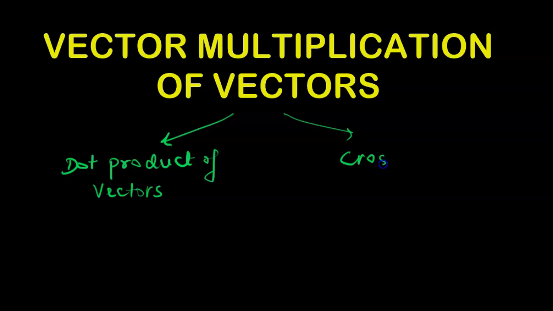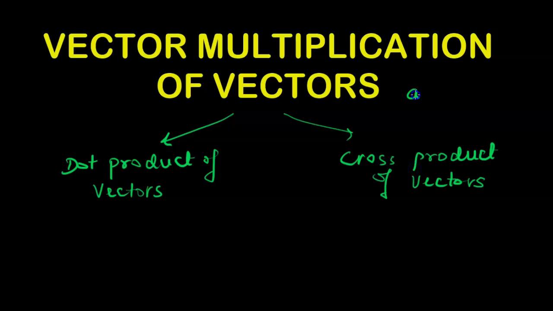Hey guys! In the previous lesson, we understood how to multiply scalars with vectors. In this lesson, we will be doing vector multiplication of vectors, that is, when vectors are multiplied with vectors itself. Now remember, vector multiplication of vectors is of two types. One is called dot product of vectors, and one is called cross product of vectors.